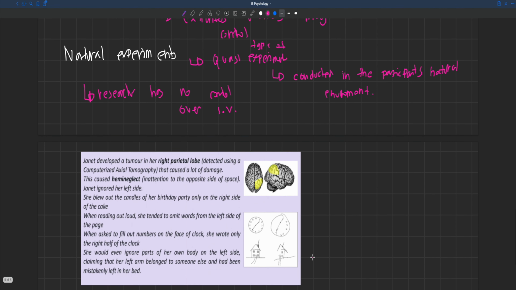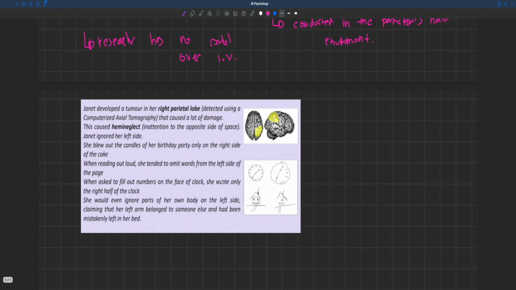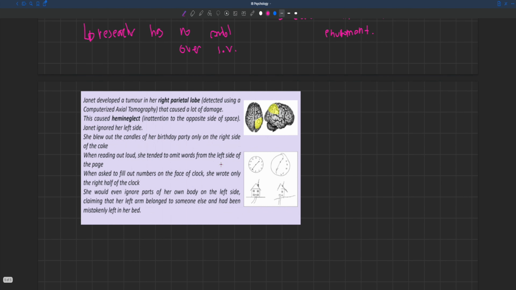Alright, now let's dive into a study and try to find out what type of research this study is. This is Ogden et al. 2005, and it's about Janet. So let's read it together. Janet developed a tumor in her right parietal lobe, detected using computerized axial tomography, that caused a lot of damage. This caused hemineglect and inattention to the opposite side of space. Janet ignored her left side.